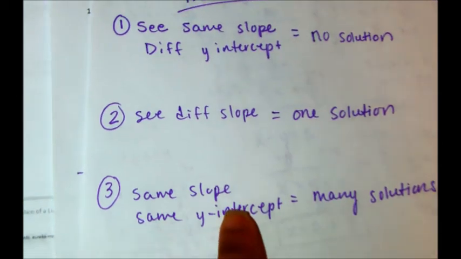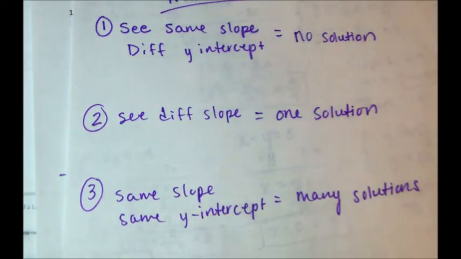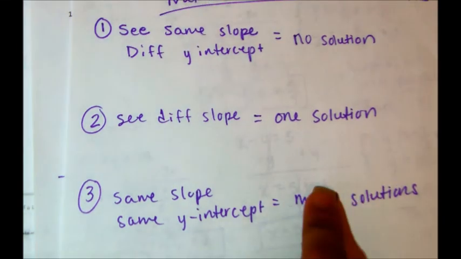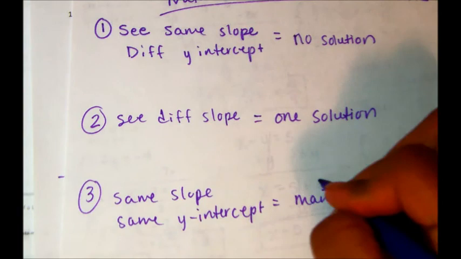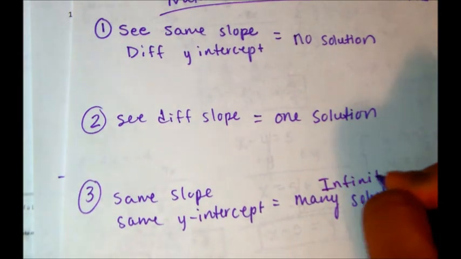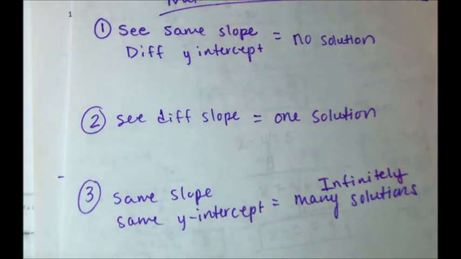And I know if I see the same slope and the same y-intercept, that is the exact same line, even though the equations look different, and that there are infinitely many solutions. Take a second to get that down. Let's keep pushing.